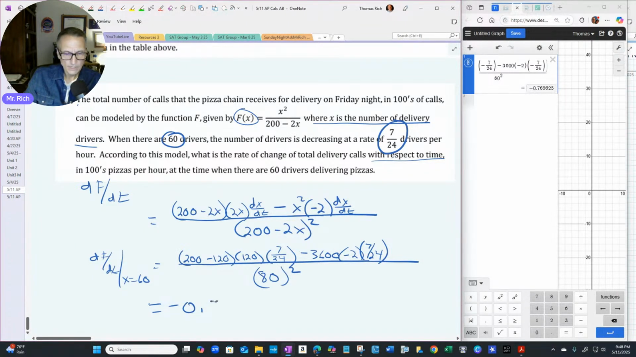0.766. So then the rate of change of the total delivery calls with respect to time in hundreds of pizzas per hour. So that is going to be, I think they meant calls per hour, right? That doesn't make sense that it would be the rate of change of the delivery calls. It should be calls per hour. That seems like that's an error, but it'll be negative 0.766 as our final answer there.